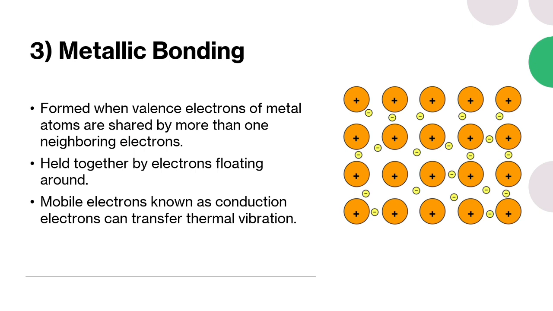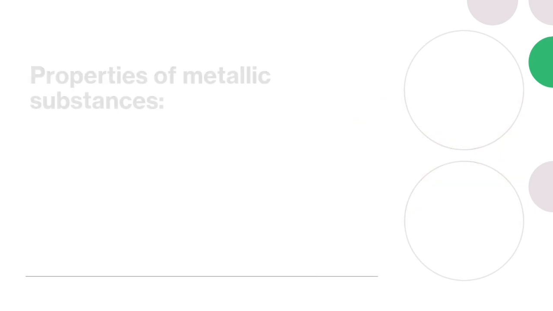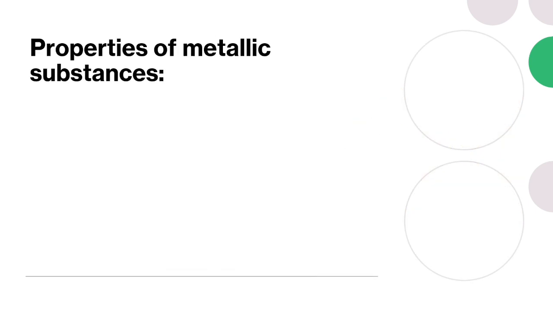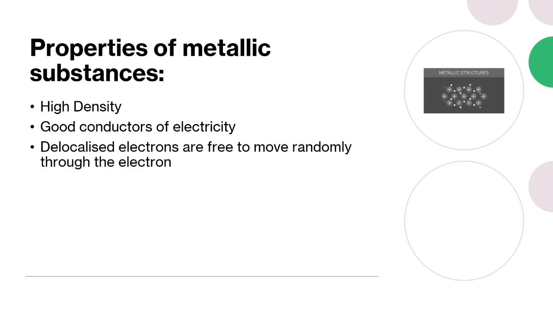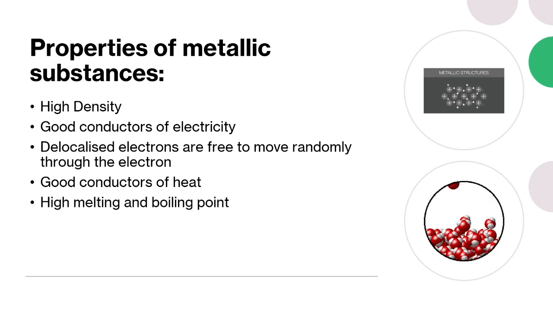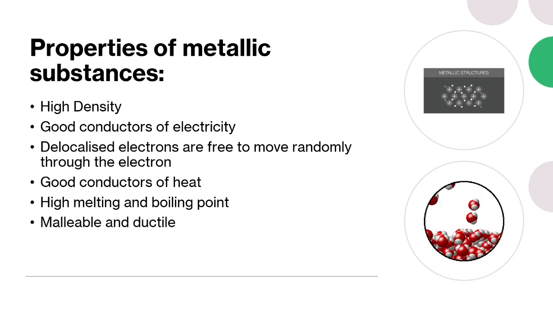Properties of metallic substances. The sea of delocalized electrons and tightly packed metal kernels are responsible for the properties of metals. They have high density and are good conductors of electricity. The delocalized electrons are free to move randomly throughout the metal, but if a cell is connected across the terminals, the electrons will drift towards the positive end. They are good conductors of heat. Delocalized electrons can also transfer heat energy from a region of high temperature to a region of low temperature because they move so freely. Metals have high melting and boiling points because of the strength of the metallic bond.